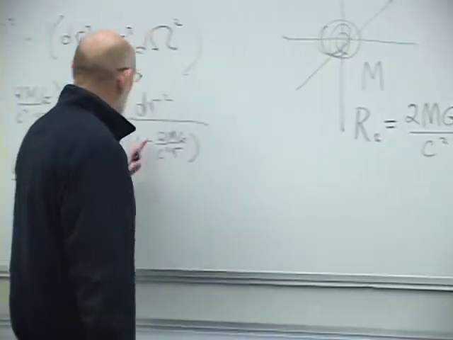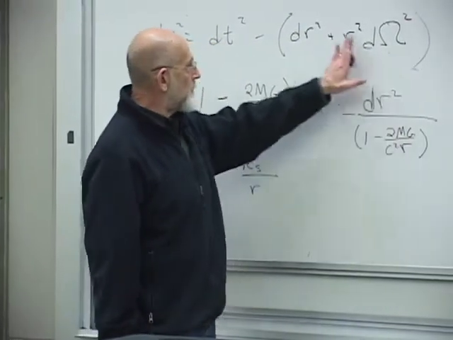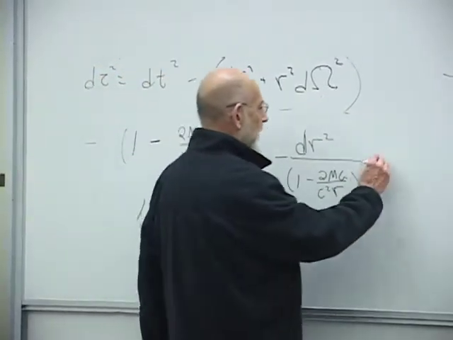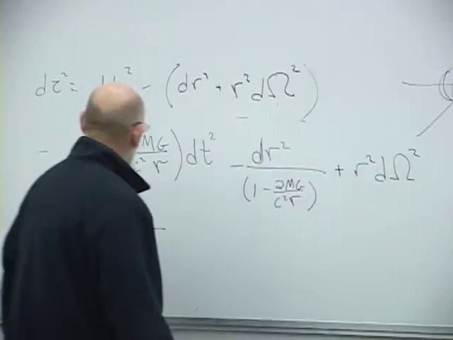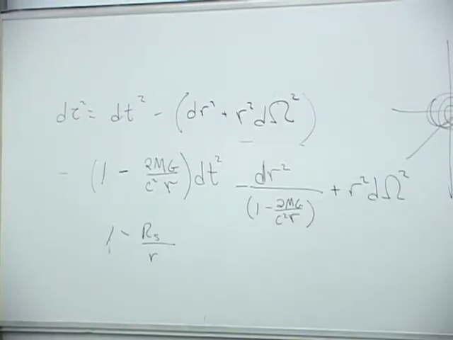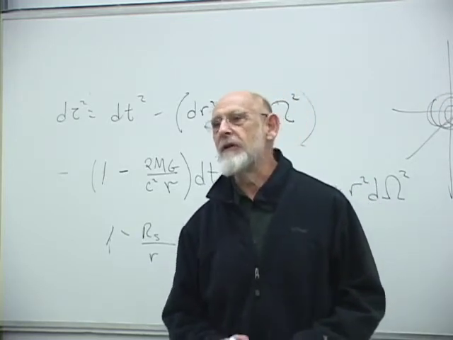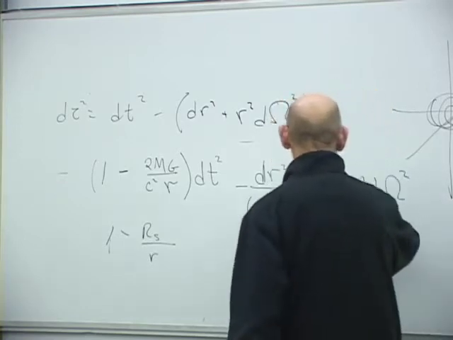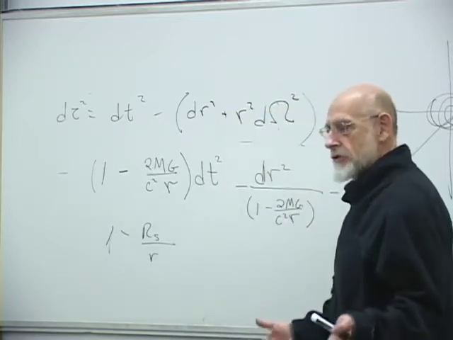Again, when little r gets large, the denominator becomes 1, and this just becomes r squared. And then the last term here, that's easy, just plus r squared omega squared. This is the metric of a Schwarzschild black hole. Memorize it. Last term has a minus sign also. Good. And 2mg over c squared is just r Schwarzschild.